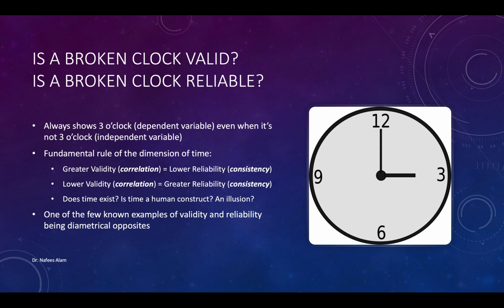So essentially, if you have a clock that changes with every second, it is by definition not reliable scientifically, because the dependent variable, what it shows you, is always changing. But because it's always changing, if you have it calibrated correctly, it's also correct, right? So from that perspective, the lower the validity correlation, the greater the reliability of a clock, the greater the consistency there as well, right?